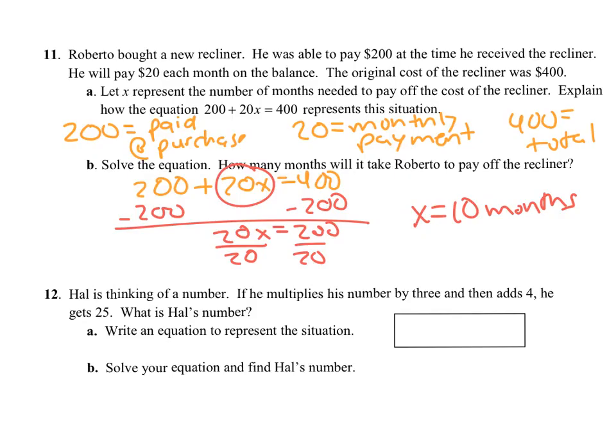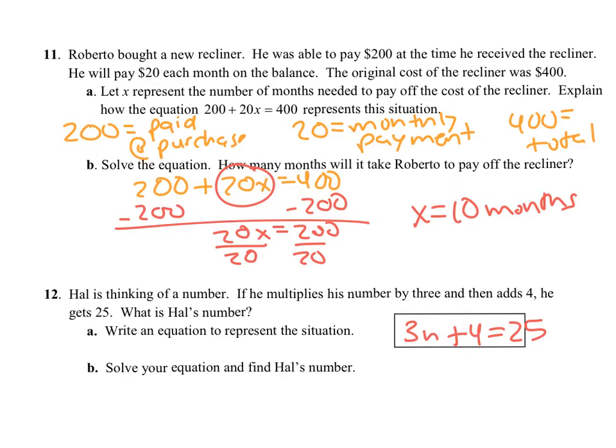Number 12. Number 12 says Hal is thinking of a number. If he multiplies his number by 3 and then adds 4, he gets 25. What is Hal's number? A says write an equation to represent the situation. So let's write it like we read it. So he's thinking of a number, n. When he multiplies that number by 3, so 3n, and then adds 4, he says he'll get, or it'll equal, 25.